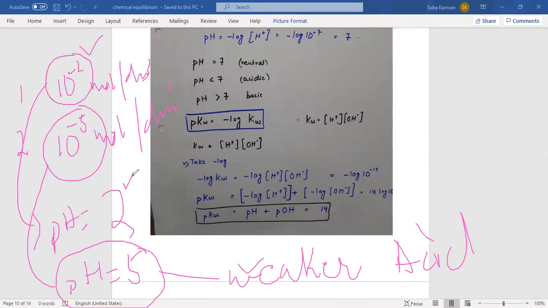If the pH is lower, here you can see 2 is a lesser value than 5. So if the pH is lesser, the acid is stronger. If the pH is more, then the acid is weaker. On the other side, if the concentration is more, here you can see 10 raised to the power minus 2 is higher than 10 raised to the power minus 5. Minus 5 is a smaller value as compared to minus 2. So the acid is stronger.